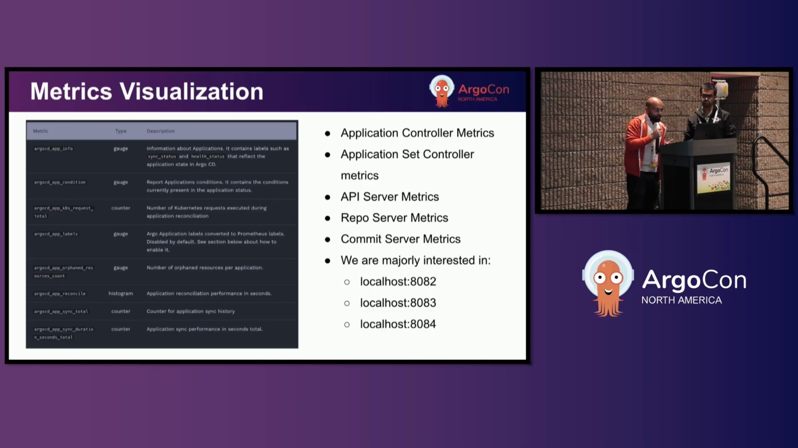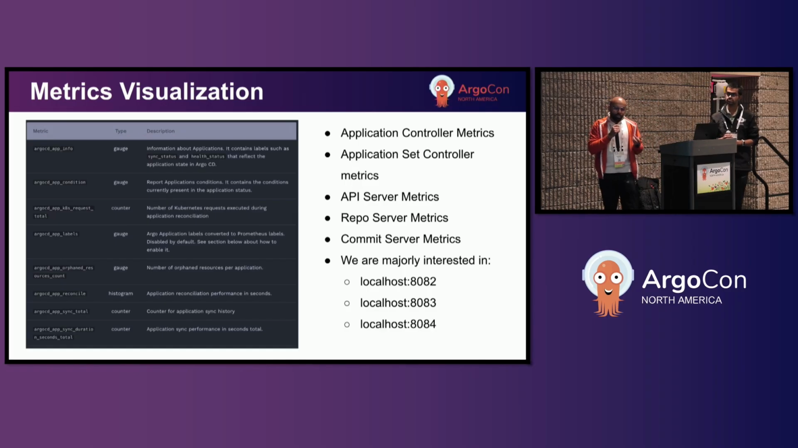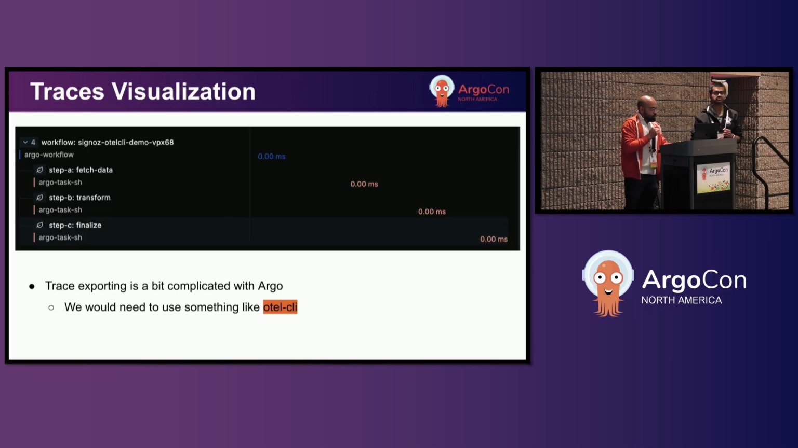Why do I say that metrics visualization is a bit tricky on ArgoCD? Because it doesn't directly give us OTLP format. We have to get a Prometheus collector to actually scrape these metrics from a particular endpoint, and then send it to the OTel collector. For Argo Workflows, it is pretty straightforward. For metrics visualization, it sends all the metrics in OTLP format.